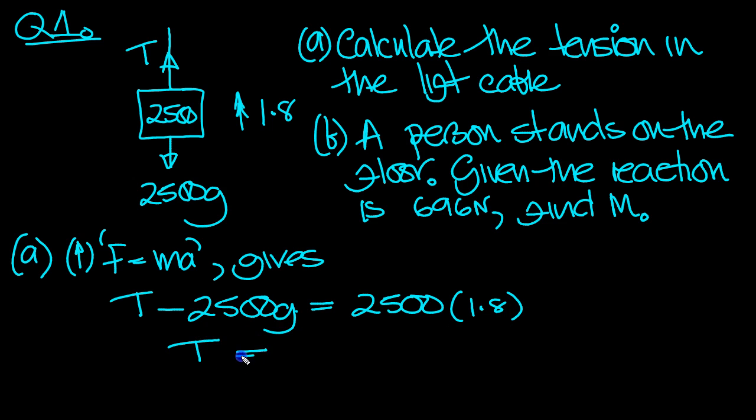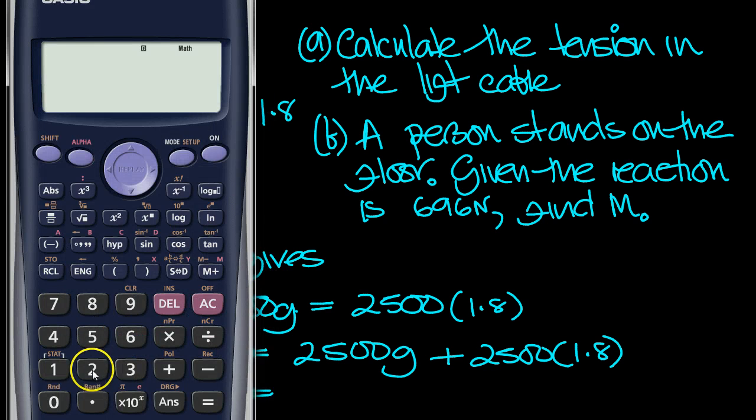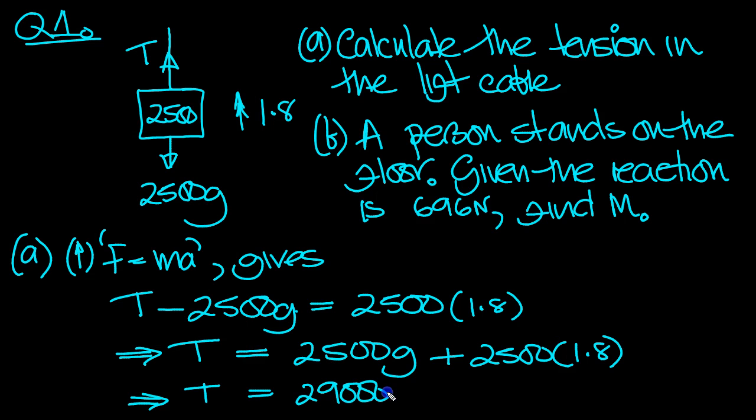So then the tension is equal to, we'll move this over and it becomes plus 2500 g plus 2500 times 1.8. So the tension then equals, tapping this into a calculator, 2,500 times g, which is 9.8, plus 2,500 times 1.8, equals 29,000 newtons. So there's the tension in the cable.